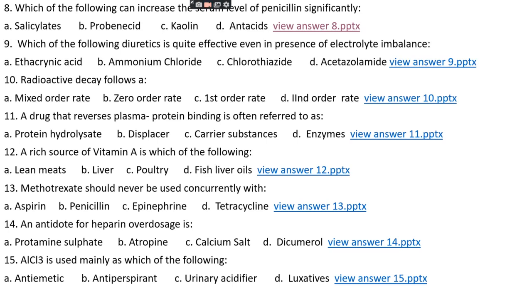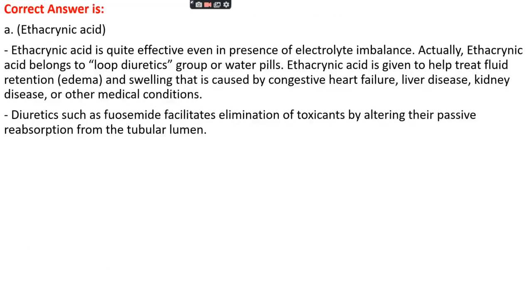Which of the following diuretics is quite effective even in presence of electrolyte imbalance? Option A, ethacrynic acid. Option B, ammonium chloride. Option C, chlorothiazide. Option D, acetazolamide. The right answer is option A, that is ethacrynic acid. Ethacrynic acid is quite effective even in the presence of electrolyte imbalance.